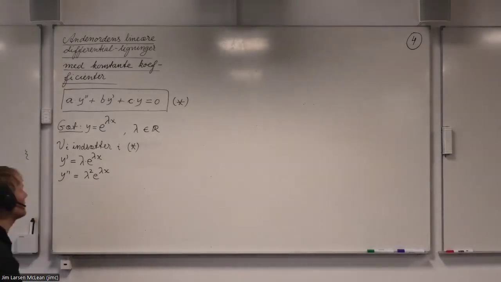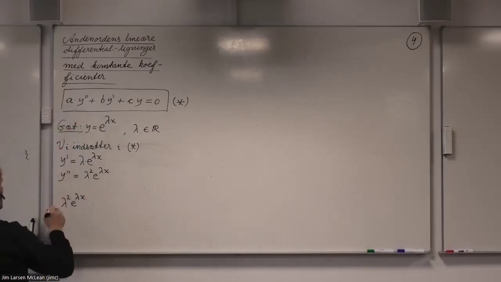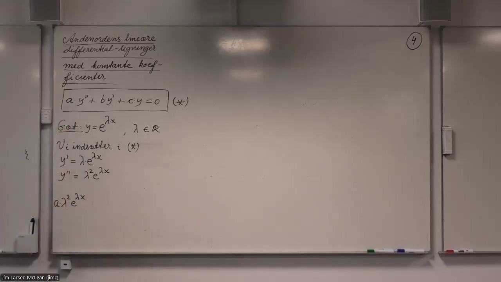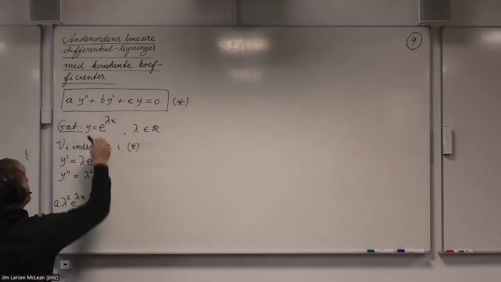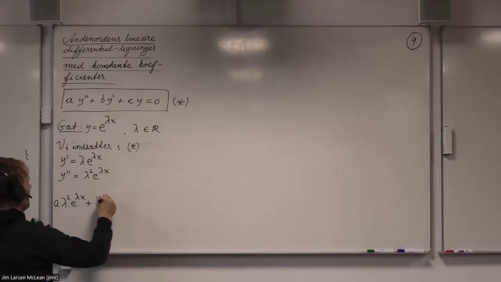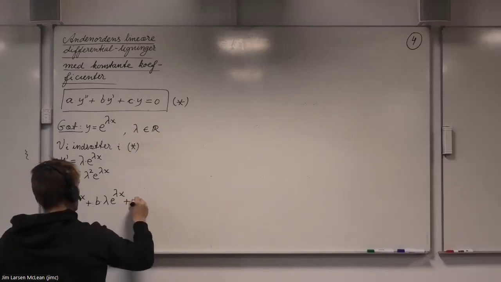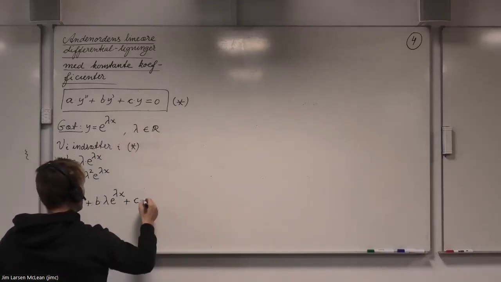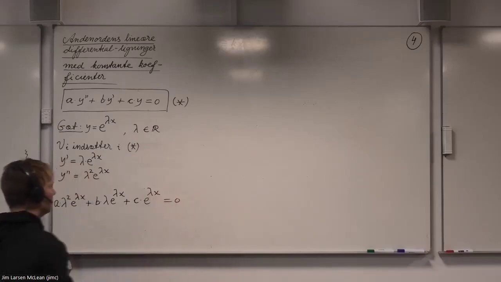So let's try to insert it. So it shows when we insert, it says lambda squared e to the lambda x, but it needs to be multiplied by a, you see? So I'll just write an a in front here. Plus b times y prime, but y prime was lambda e to the lambda x. And then plus c times y, but y was e to the power of lambda x. And we would like that to equal 0, if possible.